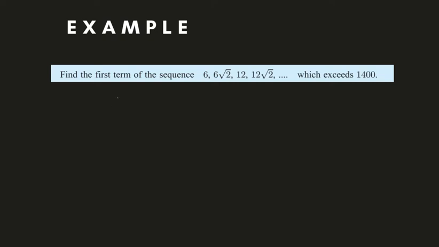So first of all, U1 is 6, and we've got to just work out what R is. R is going to be, of course, root 2. How do I know that? Well, look at the second term. It's 6 multiplied by root 2. By definition, R is root 2.